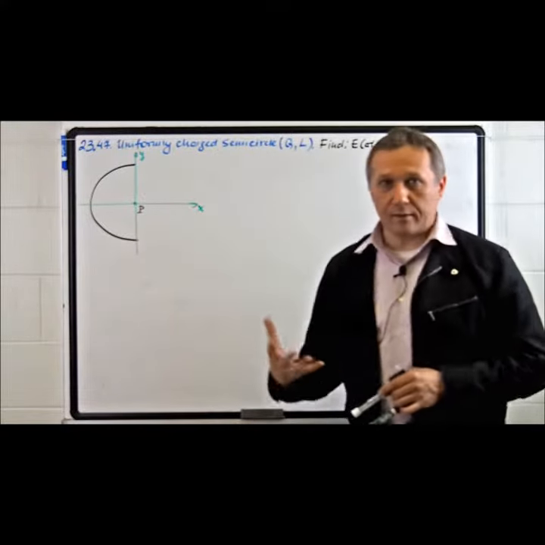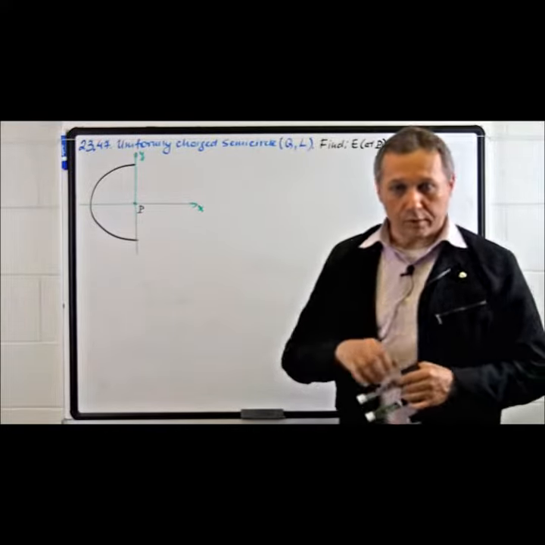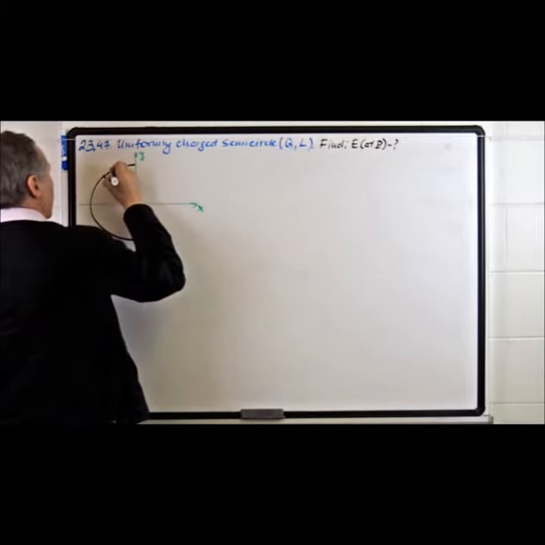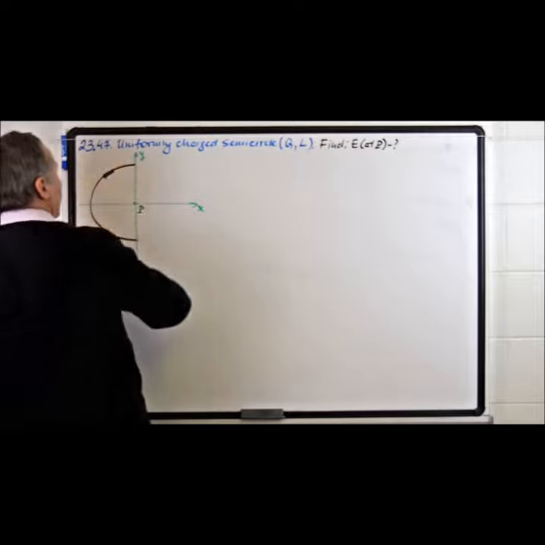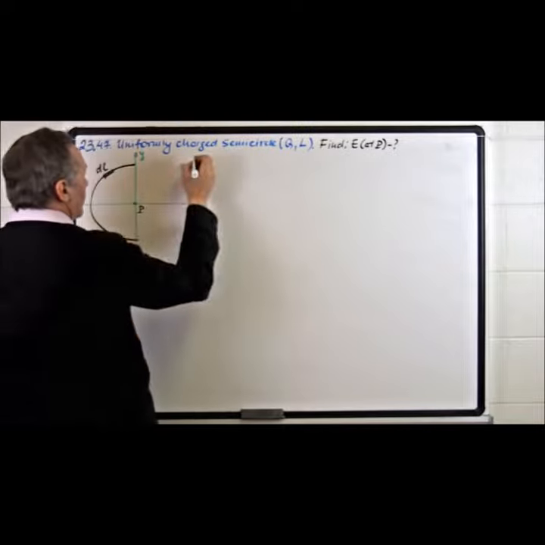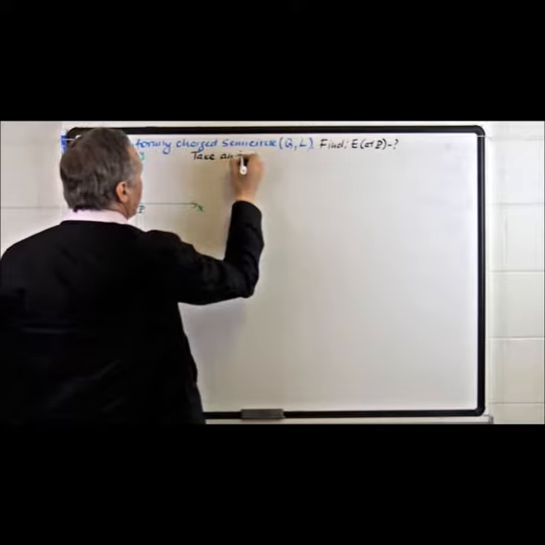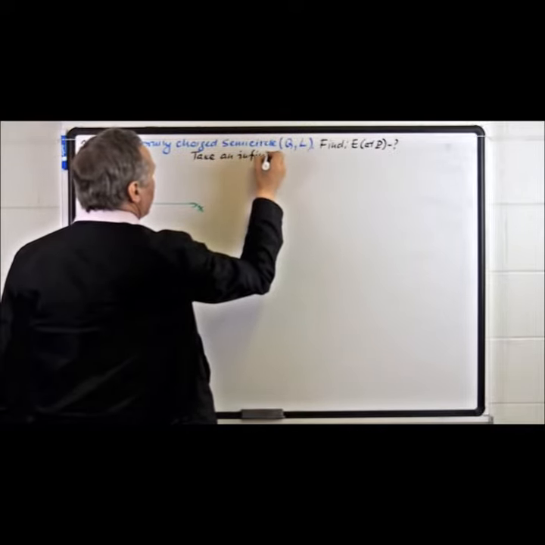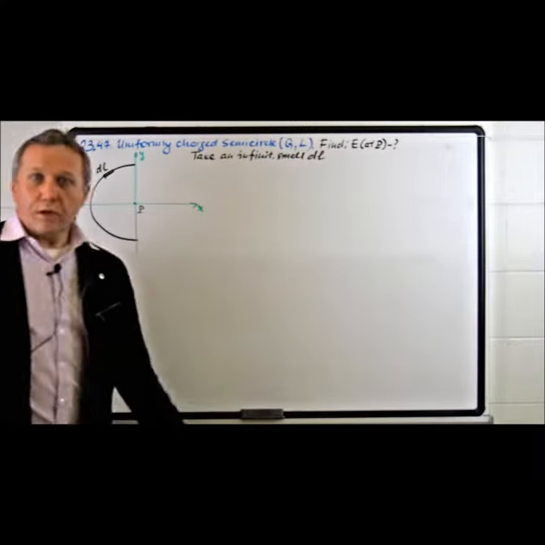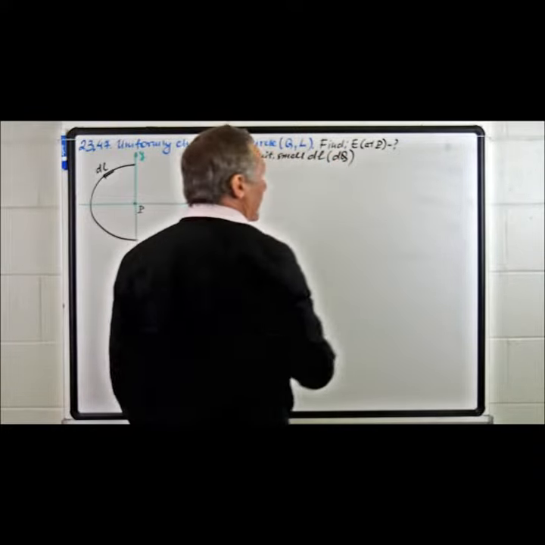And the beginning is this. Let's take an infinitesimally small piece of this rod. I will take it over here. That's my infinitesimally small section of this rod, of length dl. I will write: take an infinitesimally small dl. And of course, this small section will have a small amount of charge dq.